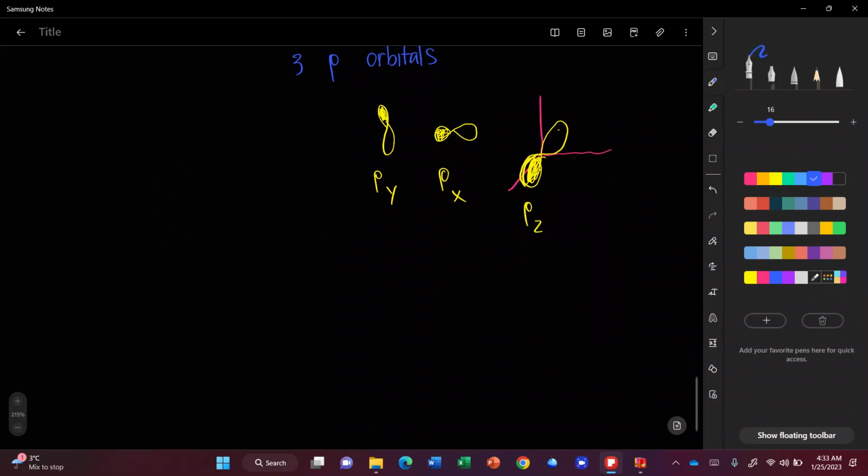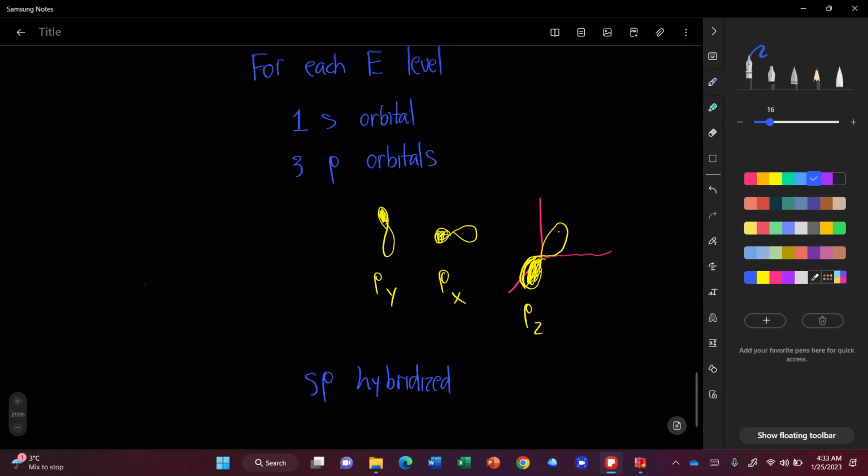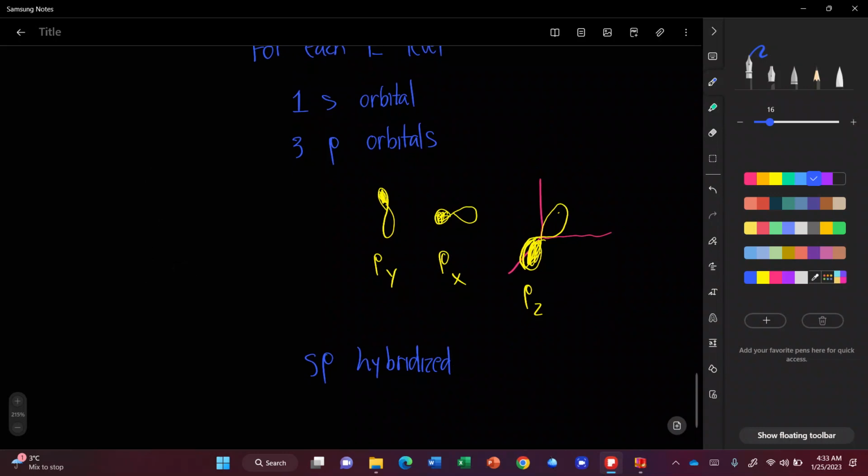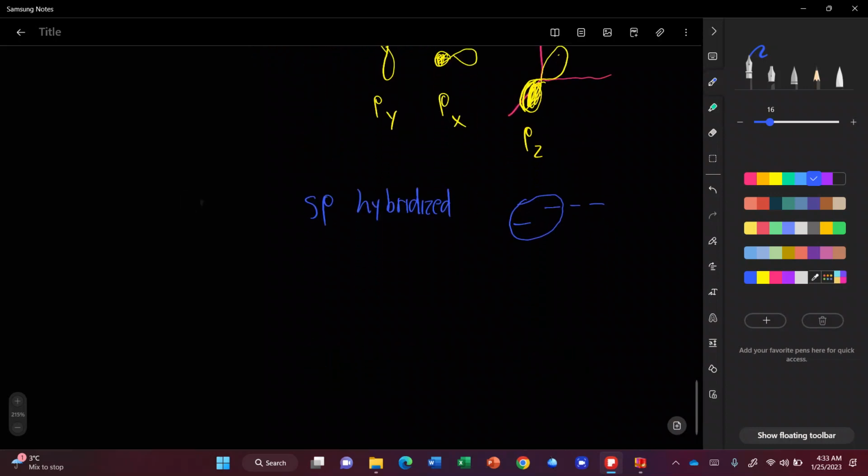So when you are sp hybridized, what that means is that you take one of the s's and one of the p's and you combine them into a new orbital that you refer to as sp, right? So I'm going to take these, and I'm going to make these two new orbitals called sp orbitals. But then hopefully what you guys realize is that you then have two p orbitals left over, right?